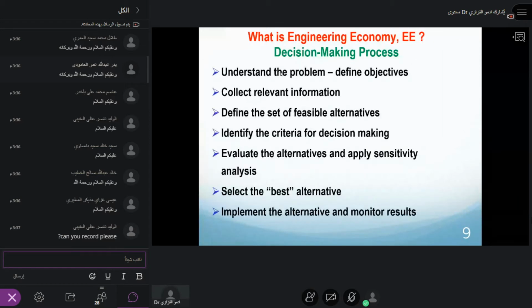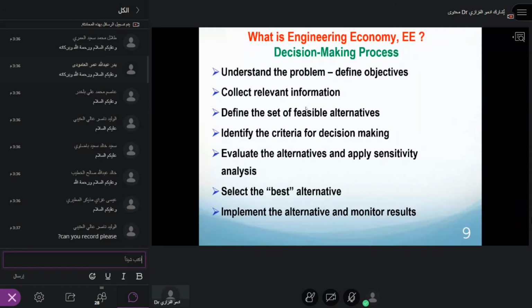So engineering economy is all about the decision making process. You start from understanding the problem. What is the problem at hand? What kind of thing is needed? For example, Jeddah is in need of a car, maybe Jeddah is in need of steel, and they don't have a steel industry. So now this is the problem.